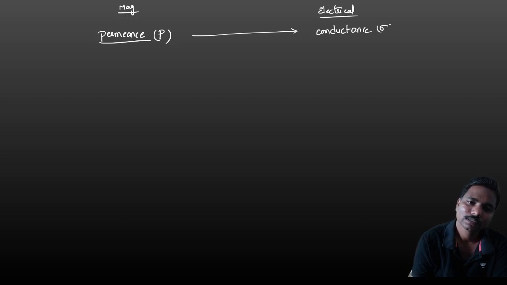In the previous session, one student asked in the comment, sir, permeance is denoted by? Permeance is denoted by P. It is in magnetic terms. In comparison with electrical, permeance is the same as conductance, sigma. Here in magnetic, reluctance is denoted with the letter S. In the same way, in electrical, resistance is R.